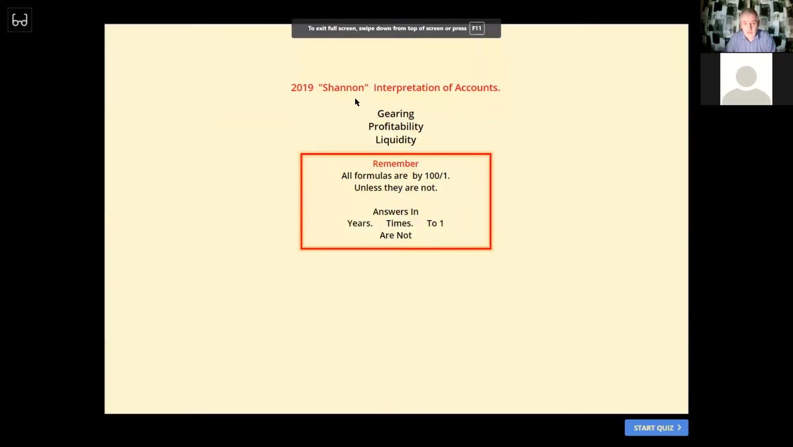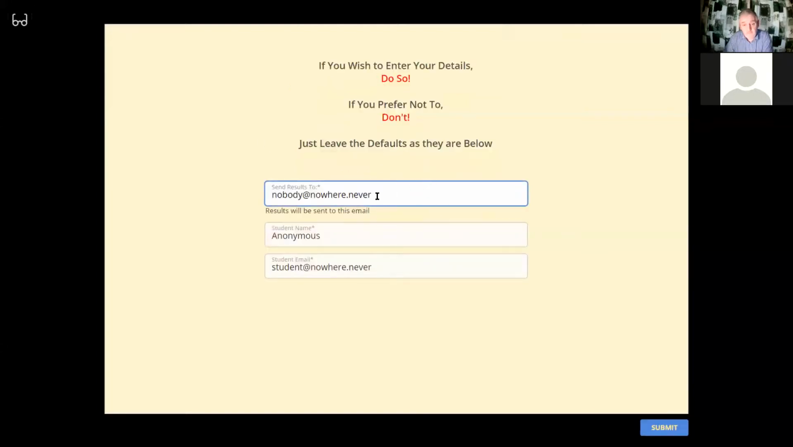all right. So this is the 29th. These are all the past questions. So this is Shannon and it's gearing, profitability, and liquidity. There are 12 questions in here. It only takes a couple of minutes to do. If you give it to a student for homework, if they put your email address in there, it will go to you. It's emailed to you. So this is if they're sending it to a teacher, this is the teacher's email address. Okay.